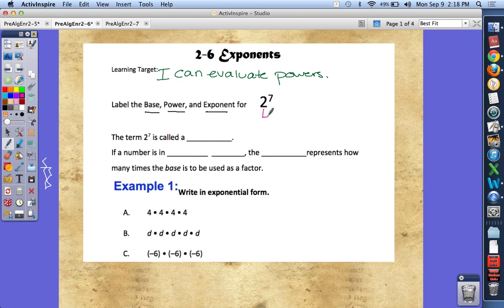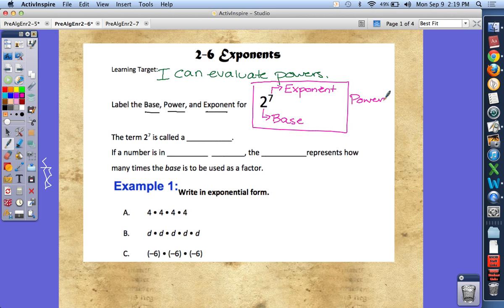Well, the 2 is the base. The 7 is the exponent. So what is a power then? Is the 7 also a power? Well, we read this, we say 2 to the 7th power. Actually, the whole thing makes a power.